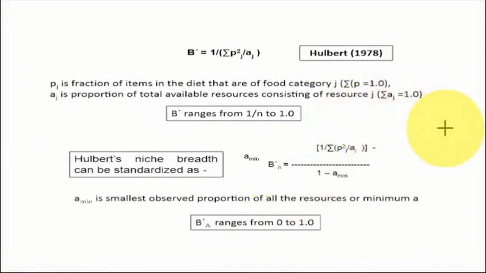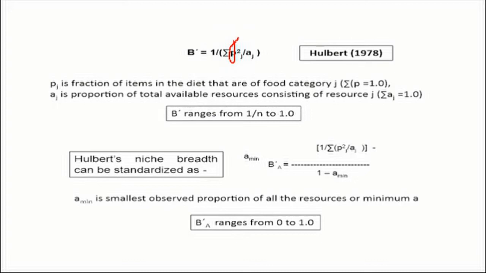Now coming down to Hurlbert's index. As I told you, in many cases we ignore the number of organisms available in the environment. In the previous two cases, Levin's and Shannon, we have only considered the organisms which are available in the gut, that is consumed by the organism. But we ignore the organisms which are available in the environment. Any organism takes or consumes food from the environment only. If the food is available in the environment, it may take the food.